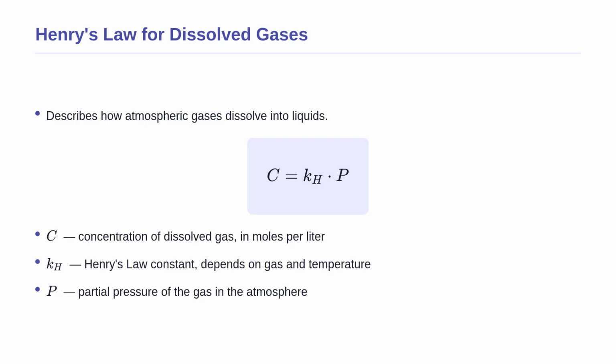If the atmospheric pressure increases, it physically pushes more oxygen into the water, increasing the concentration C. Conversely, if the water heats up, the constant drops and the lake loses oxygen.